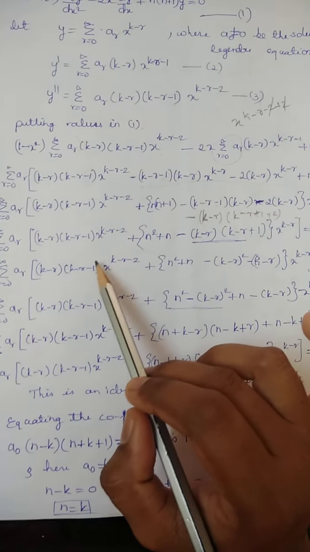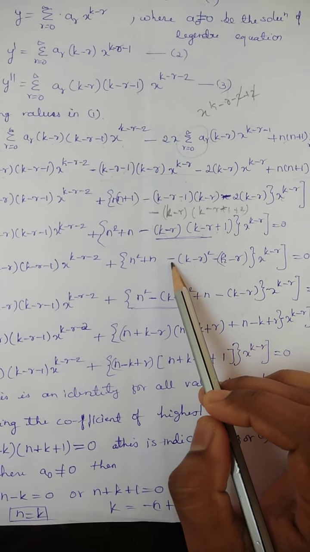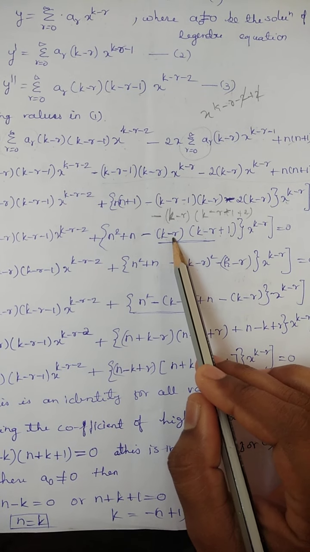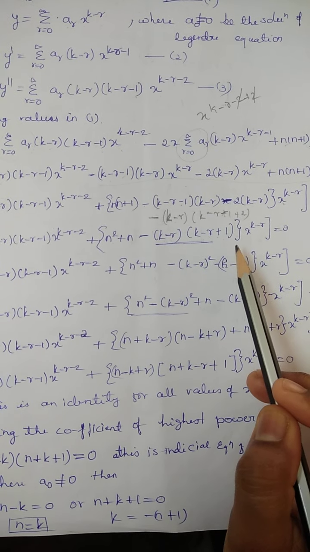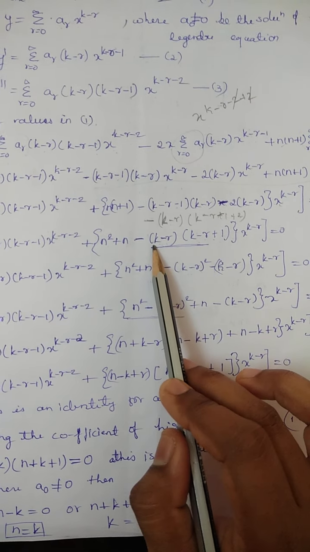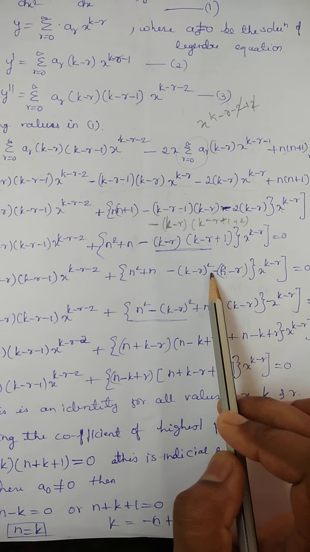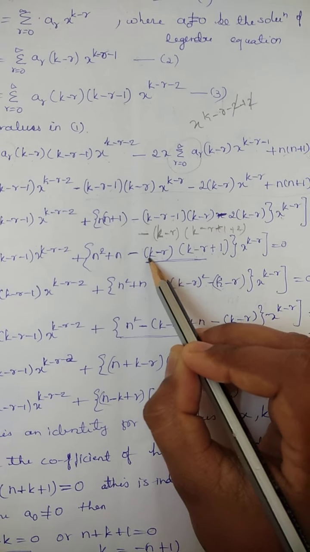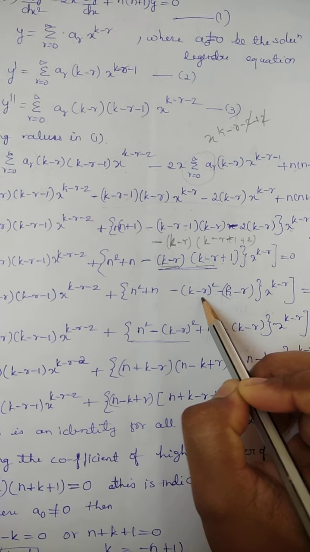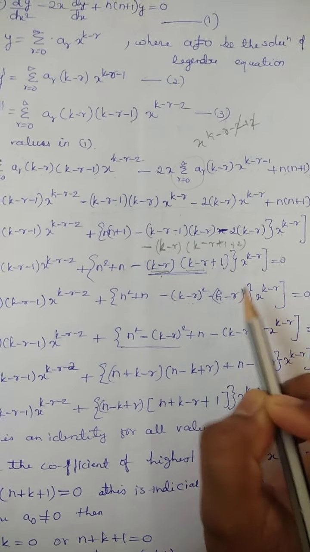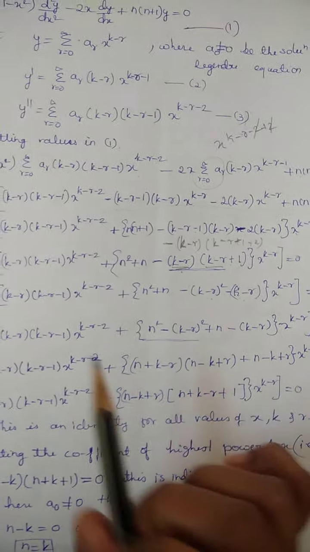Now again this term as it is, plus n square plus n. Now here let us multiply this k minus r to k minus r, so it will be k minus r whole square, right? Then again k minus r into 1, so it will be k minus r, so minus outside. What I did, I multiplied this k minus r to k minus r, so it will be k minus r whole square. Again k minus r into 1, k minus r. Okay, this x raised to k minus r as it is, that is equal to 0.